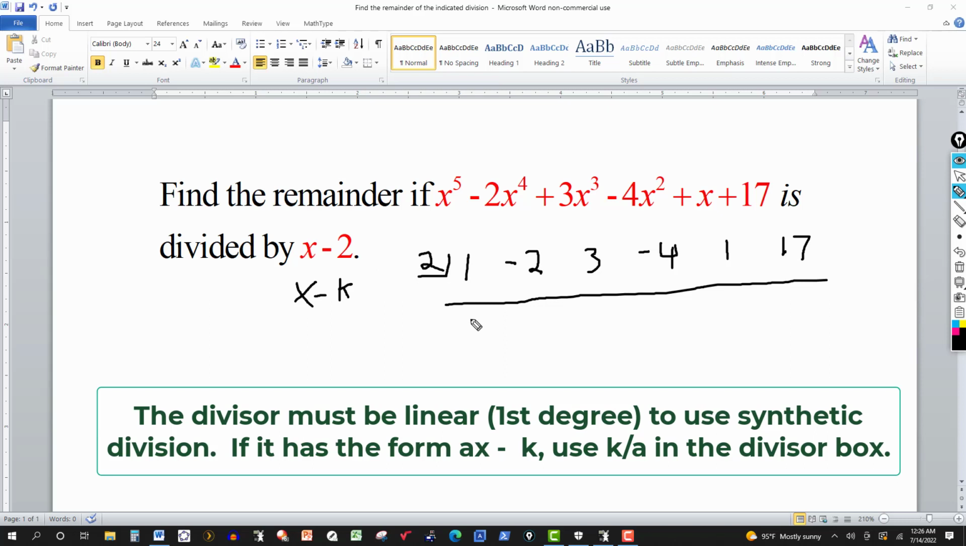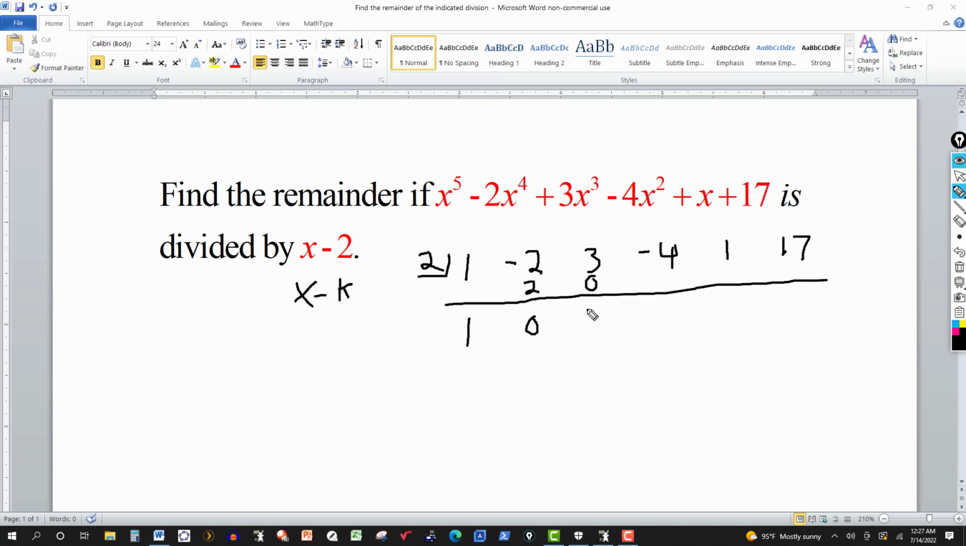And then it's just an abbreviated form of long division. Bring down the 1 below this line here. And then 2 times 1 is 2. Then you add these. Negative 2 and 2 is 0. And then 2 times 0 is 0. Bring it to the next column. 3 and 0 is 3. 2 times 3 is 6. Bring it over to the next column.